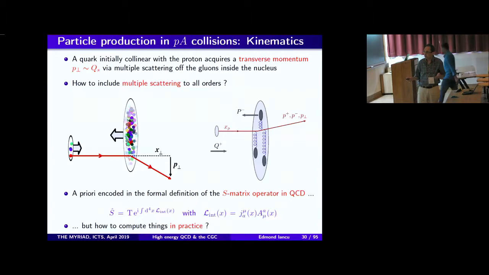And the interaction Lagrangian for a quark interacting with a gluon field is just the product of the current operator of the quark and the gluon field representing the gluons inside the target. These are all, at this level, quantum operators. These are just path integrals. The expectation value of that is a path integral where both the gluon fields and the quark field have to be integrated over. So it's full QCD. But of course, we cannot do full QCD. So the question is, how do we compute things in practice?